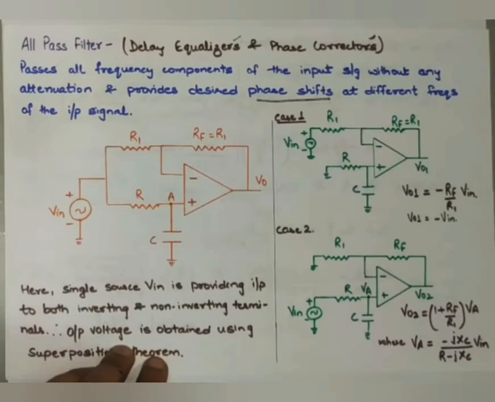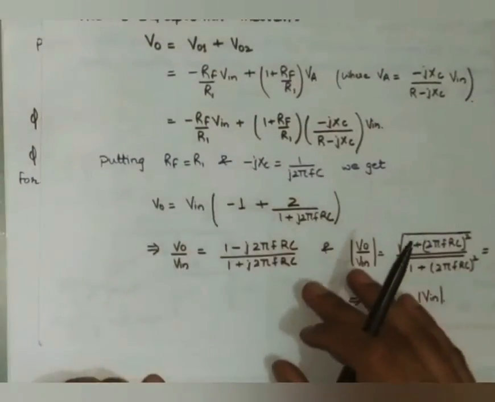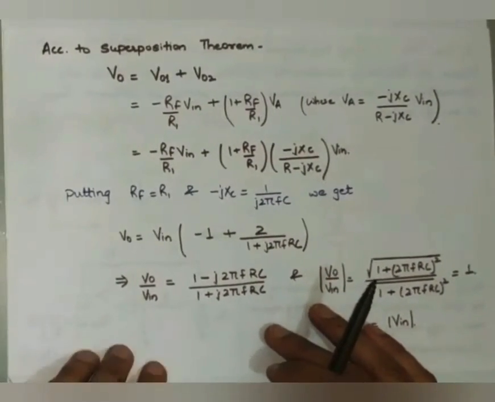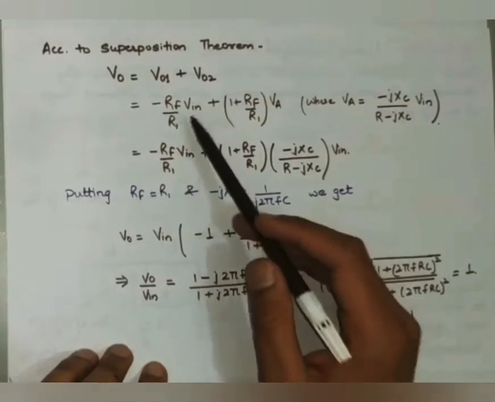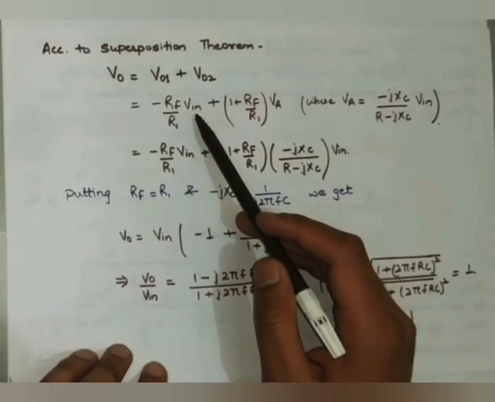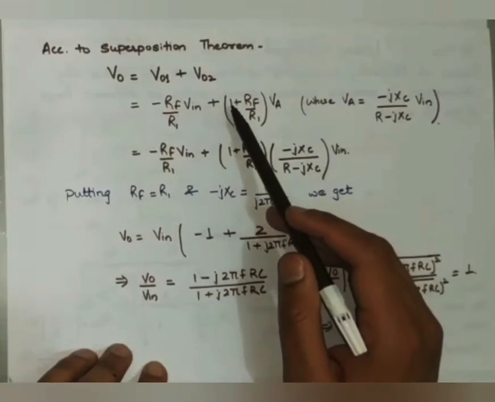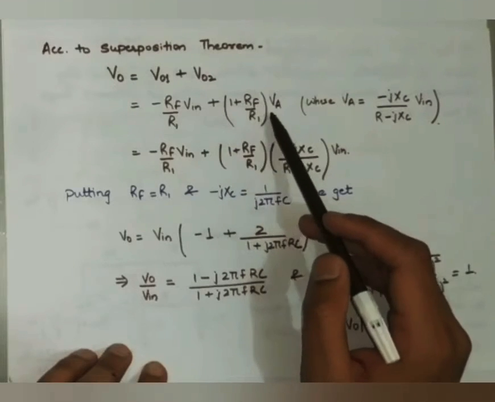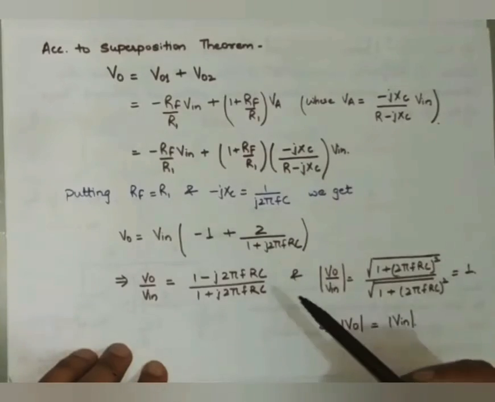Now, while combining these two signals, from the superposition theorem I can say that my output voltage must be equal to V01 plus V02. V01 is minus RF by R1 of Vin. I have not taken here RF equal to R1, I will do it later. And my V02 will be 1 plus RF by R1 of VA, where VA is nothing but minus jXC upon R minus jXC of Vin.